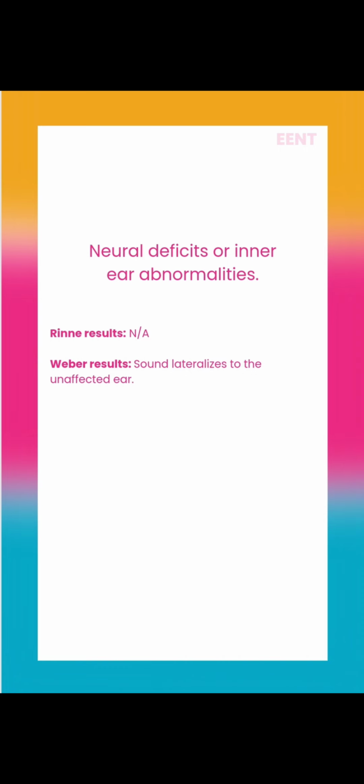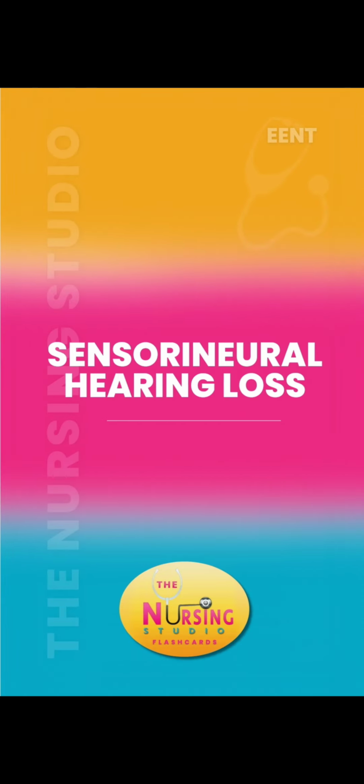All right, the first one says neural deficits or inner ear abnormalities. The Rinne result is AC greater than BC. Weber result, the sound lateralizes to the unaffected ear. So what do you think this is? Sensorineural hearing loss. You know that sensorineural is a neural deficit or inner ear issue.